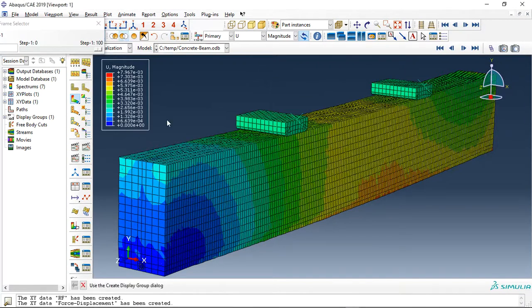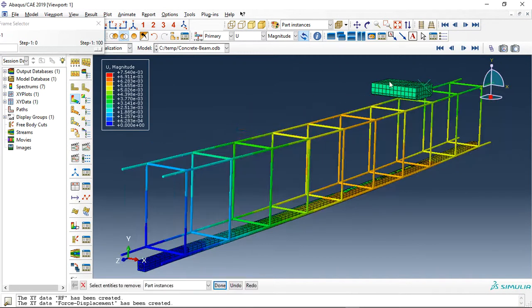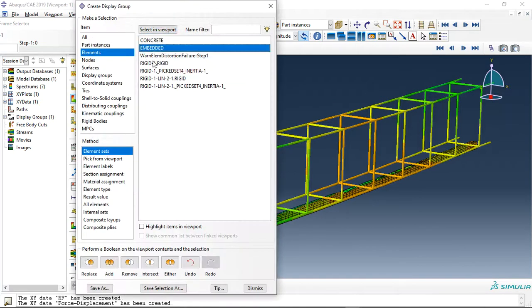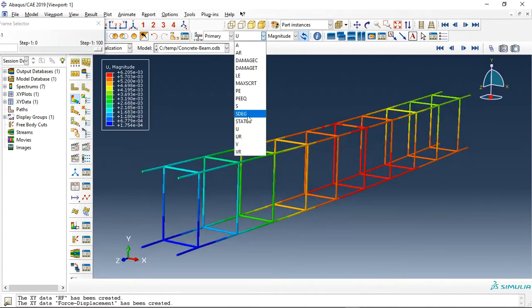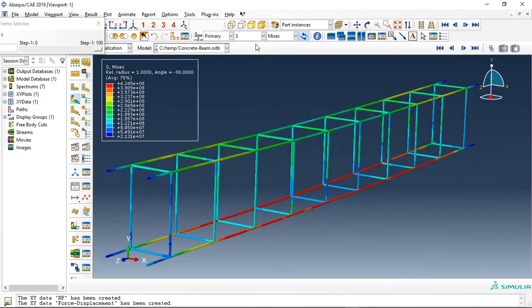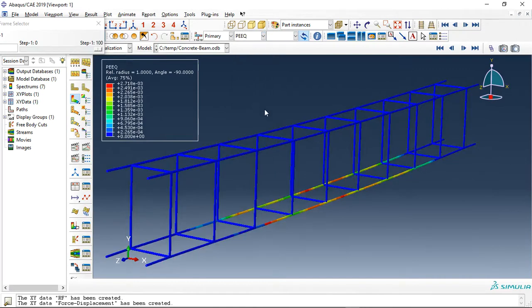And let me replace the steel beam, sorry, the steel reinforcement here. This is the stress for the steel reinforcement. This is the stress, the plastic strain.